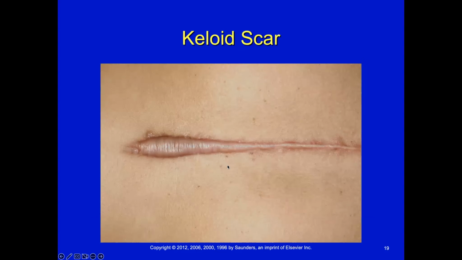Then we get to the keloid scar. So you can see how in this situation, the scar almost looks like a worm in the tissue. It's actually raised above the rest of the skin here and discolored. So if this were to occur in the face, it would definitely be very disfiguring.